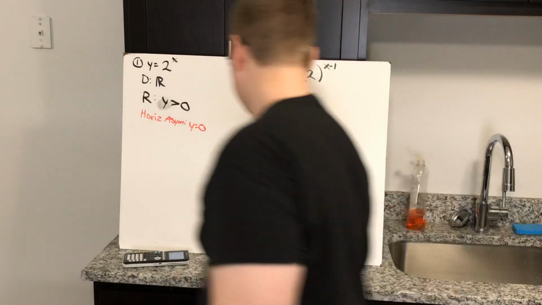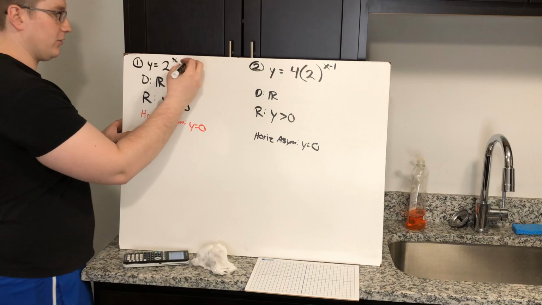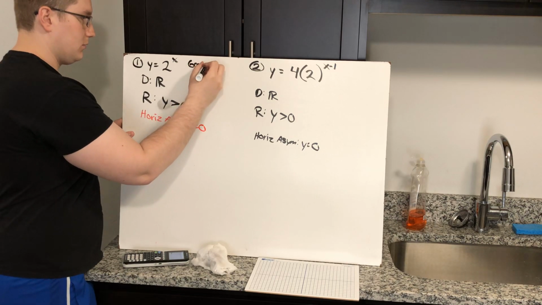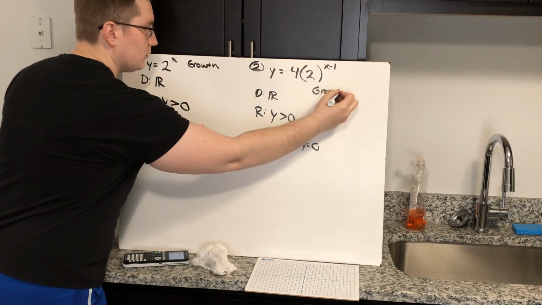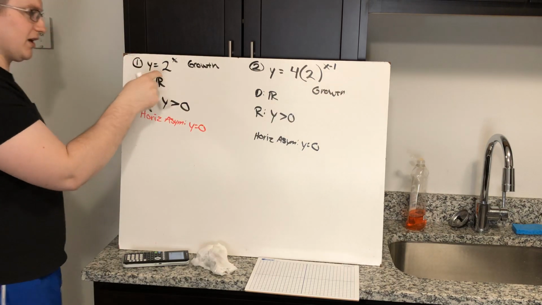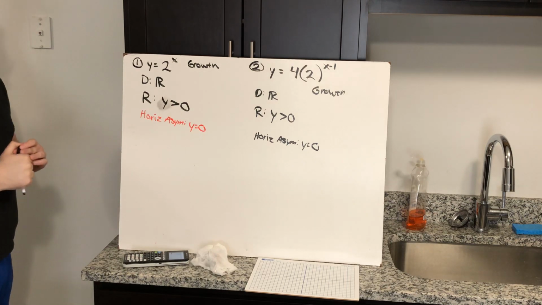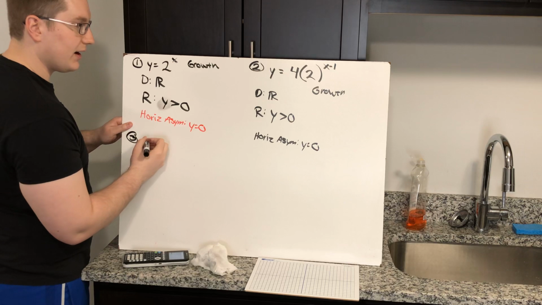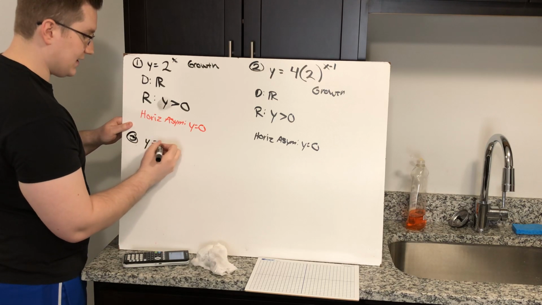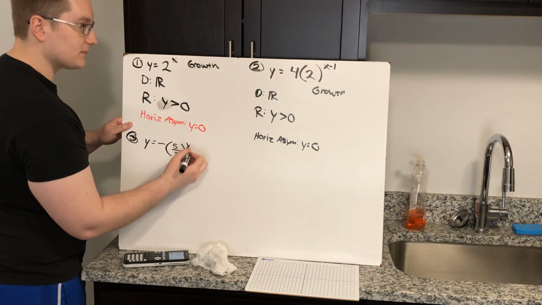Last two graphs. So this has actually been growth. This has been growth as well, because our b value, our base, are both greater than 1. So if I look at number 3 here, I have y equals negative 5 over 2 raised to the x power.